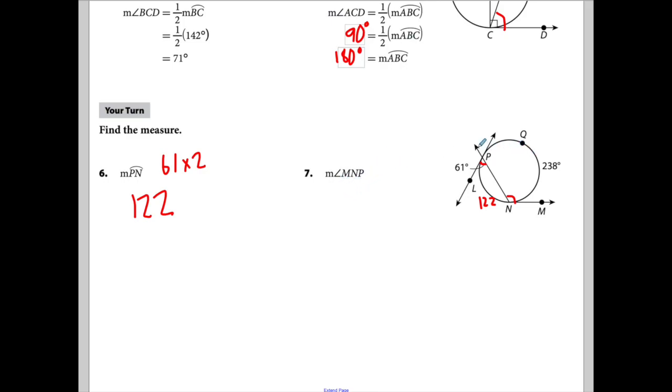And then MNP needs to be half of this arc right here. So if that's 238, this needs to be 119 degrees. So here, although they were numerically sequential, that is, one came before the other, it doesn't seem like one actually relied on the other.